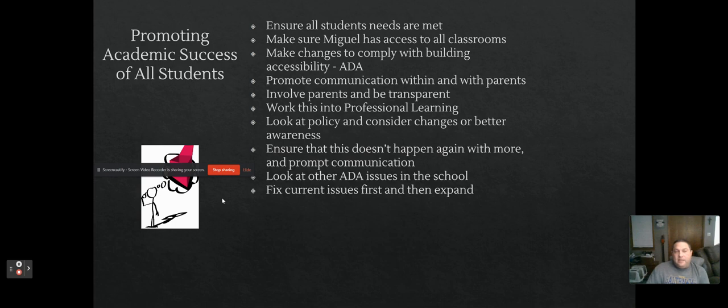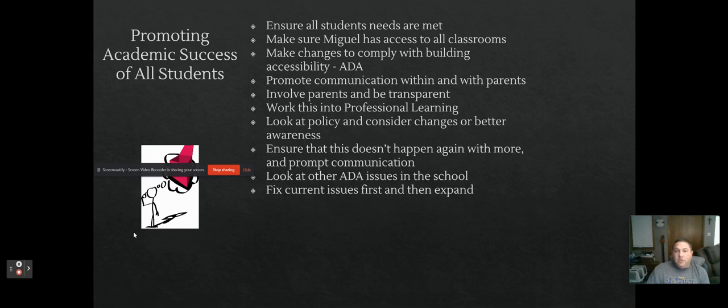To promote academic success, and we all know that the only reason we're here is for student success, student education, and to keep them safe. So we need to ensure that his needs are met, that Miguel has access to all classrooms. We need to make changes to the building if this is the case and we have issues where some students can't access things. It needs to be fixed immediately. Things can be done, and when they added the trailers for the additional education classrooms, then obviously that should have been thought of at that time too.